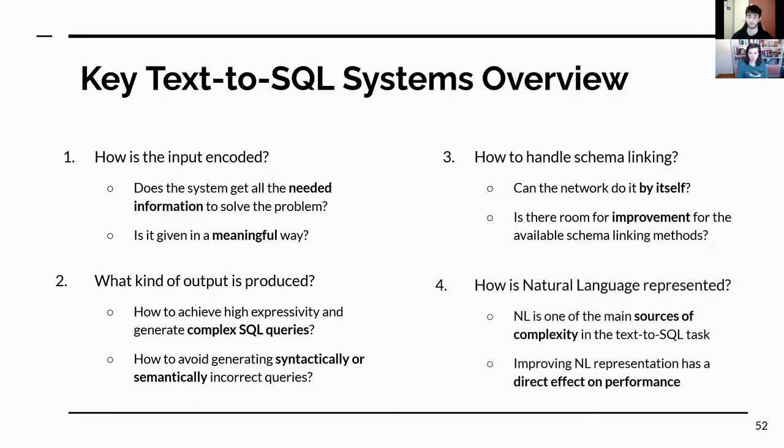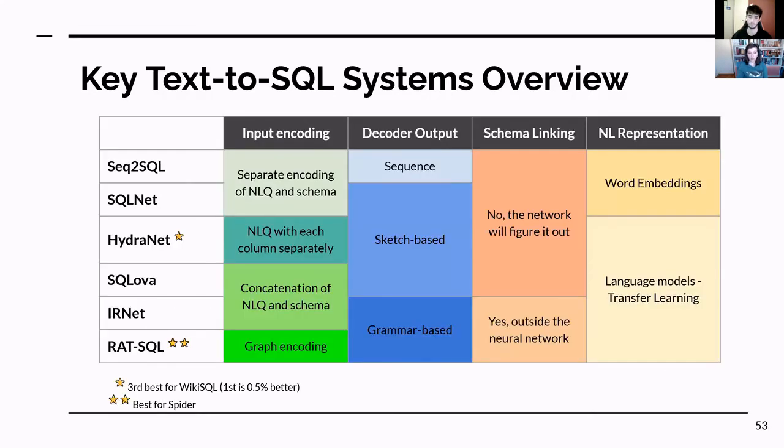Last but not least, of course, is how we represent the natural language. And essentially, as we have already discussed, the natural language is one of the main sources of challenges for the text-to-SQL task. And essentially, improving the NL representation means that we improve the performance, the effectiveness of the system. So now let's go and see how the systems can be categorized depending on the design choices they make.